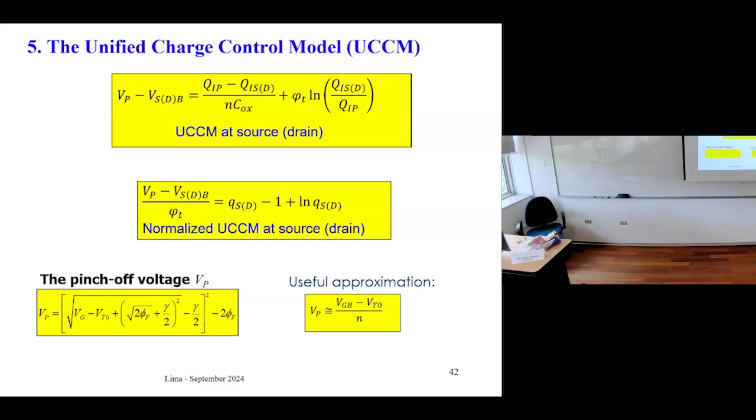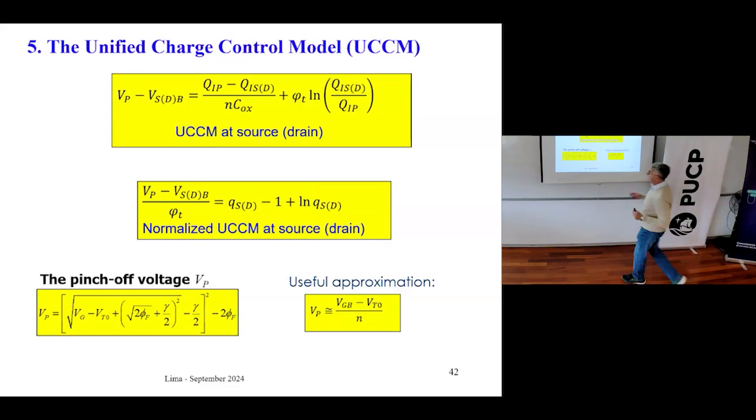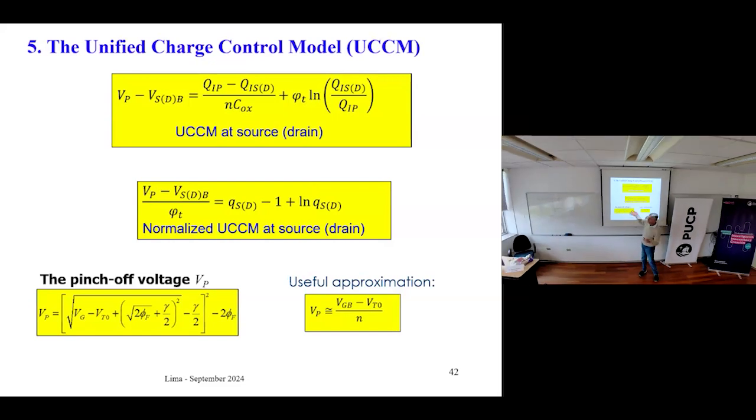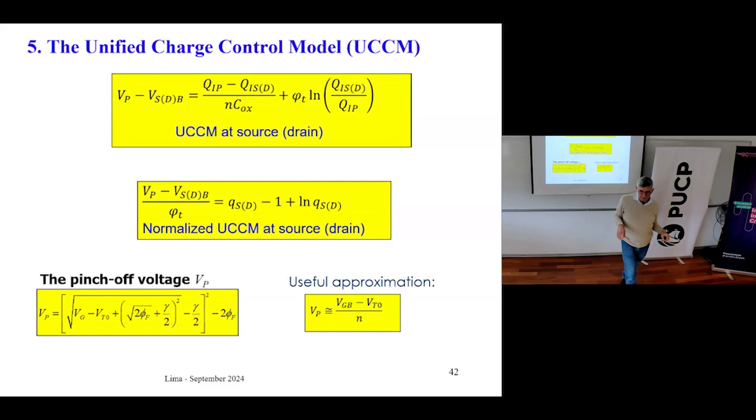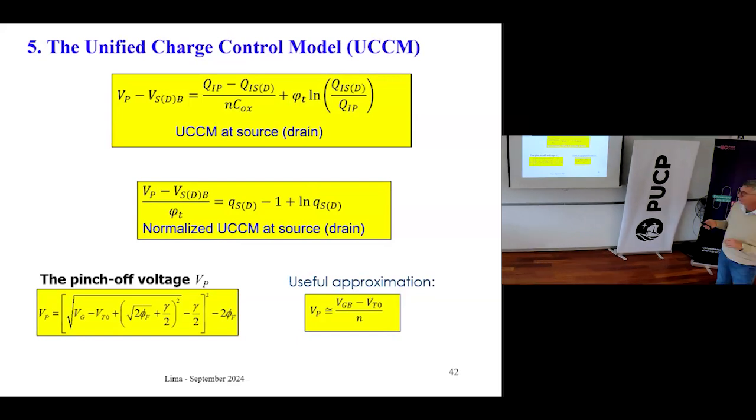Now, this is a more accurate expression for the pinch-off voltage. The pinch-off voltage is a function of the square root of VG minus VT0 plus something squared, minus 2 phi F. But this expression can be approximated by this one. I don't like this one, I use this, it's much simpler. And as you'll see in a future slide, this is a very good linear approximation. There's a square here, but a square root here, so you have a good linearity to represent this square root.